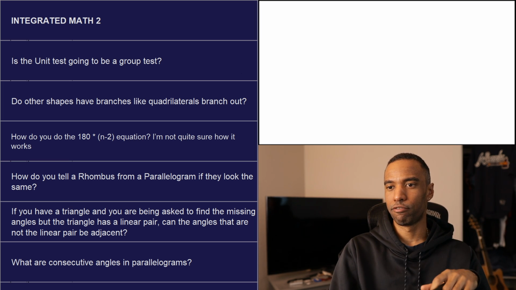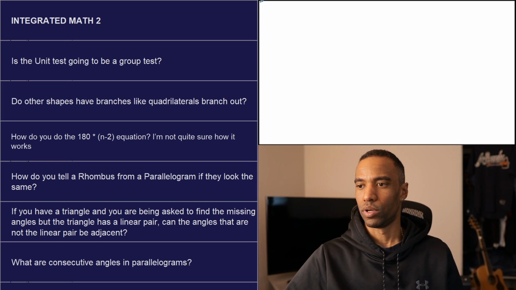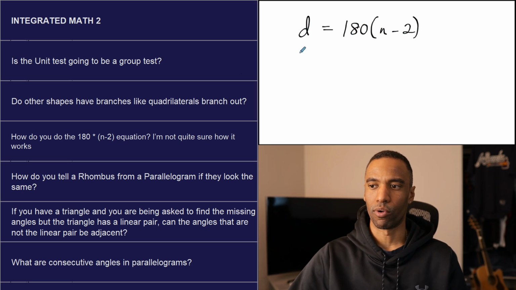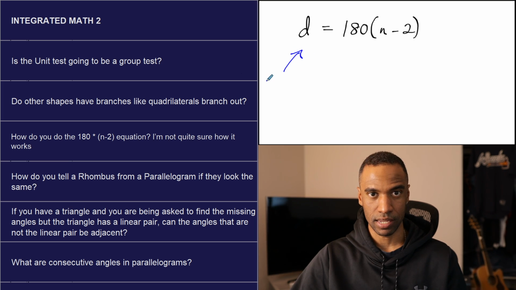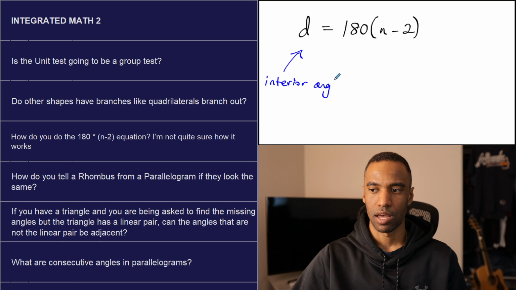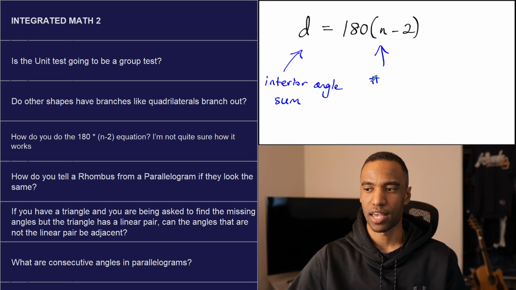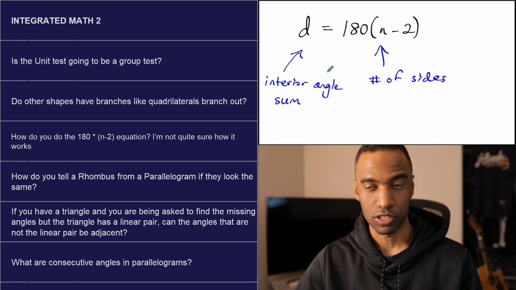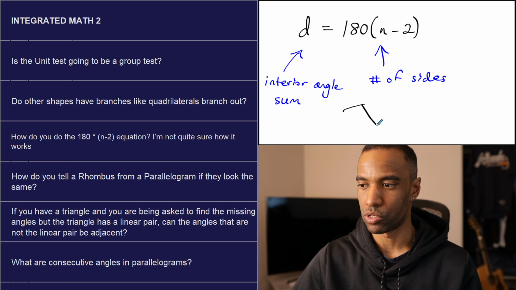So what that formula says, when you do d equals 180 times (n minus 2), well, you've got to see what this is for. D is the number of degrees of the interior angle sum of whatever polygon you're talking about, and n is the number of sides of that polygon. What we're doing with that is, whenever you have a pentagon, for example, like the one that I just drew, the one that was like that.